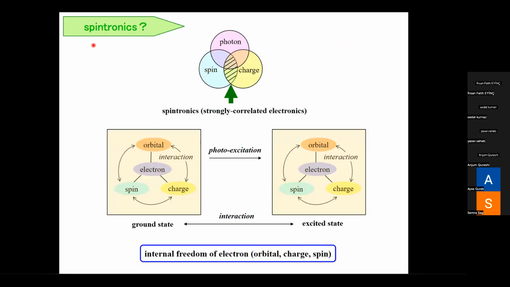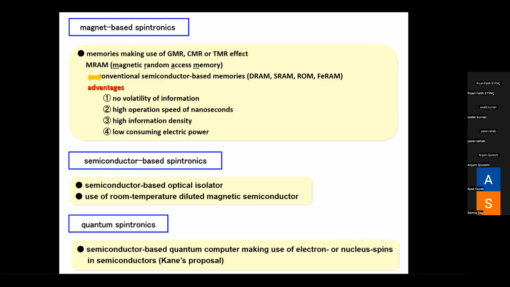Another interesting point is spintronics. Last century, electronics was the technology. Electronics is based on the freedom of charge of the electron, but spintronics is based on the freedom of charge and spin of the electron. So spintronics has much advantage compared to electronics. For the magnetic random access memory, MRAM, the advantages of spintronics are non-volatility of information, high operation speed of nanoseconds, high information density, and low power consumption.